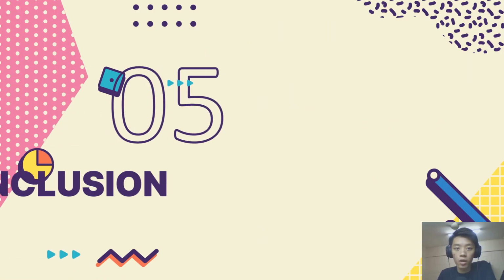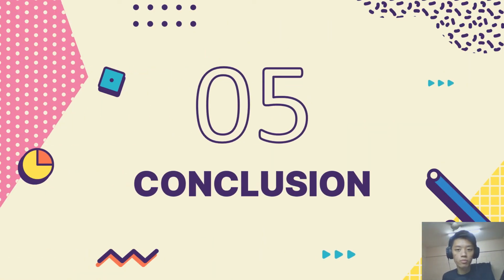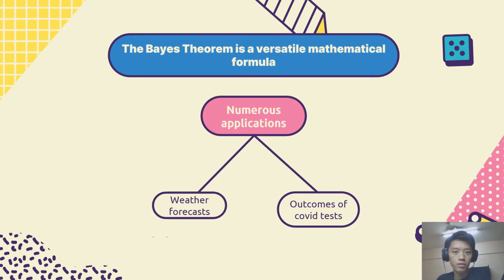Thank you, Haarinesh. And so now we have come to the last part of our video, which is the conclusion. To summarize, the Bayes' theorem is a versatile mathematical formula applied in various fields. It finds its uses in any field that relies on probabilities, becoming an essential part of statistical analysis of many studies and research. In modern society, the Bayes' theorem has numerous applications.